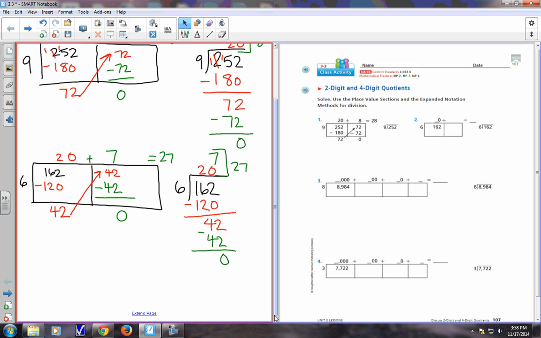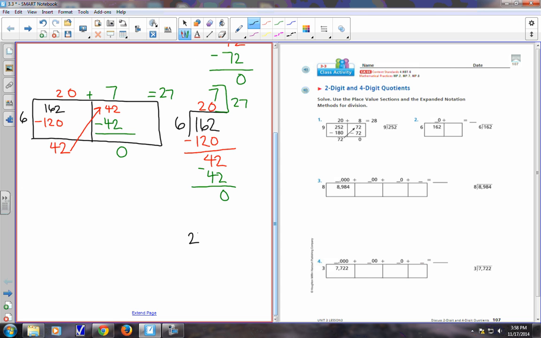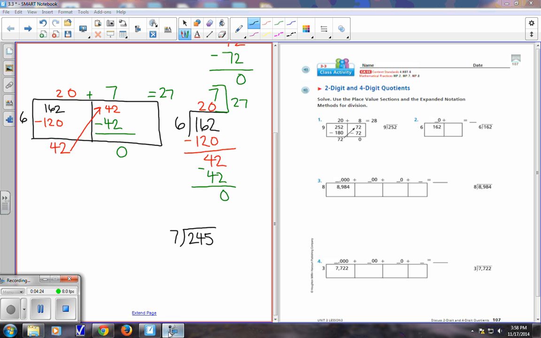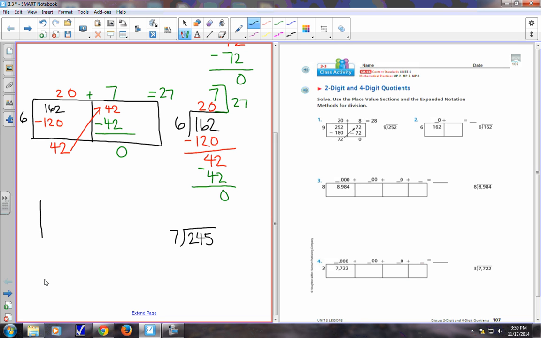Now, this one is not in your book on page 107. I'm just going to do one more problem with you. 245 divided by 7. This is just an added example for you to have in your notebook. So I know that this 2 right here is smaller than the 7, so I'm definitely going to have 2 quotients in this answer.